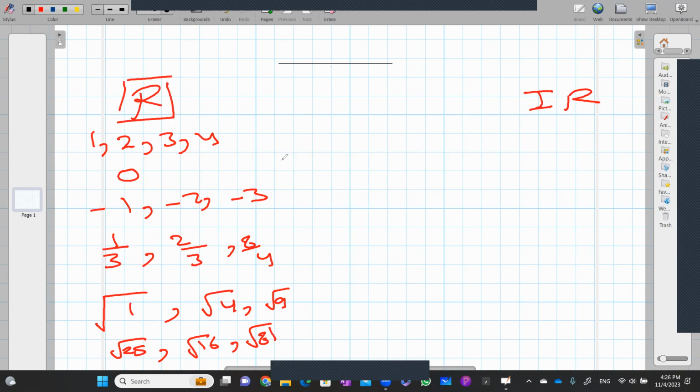All with the repeated decimal, 0.18 where 18 is repeated, for example, 0.3 where 3 is repeated. All these are called rational numbers.